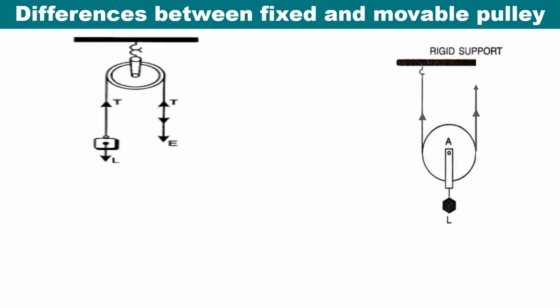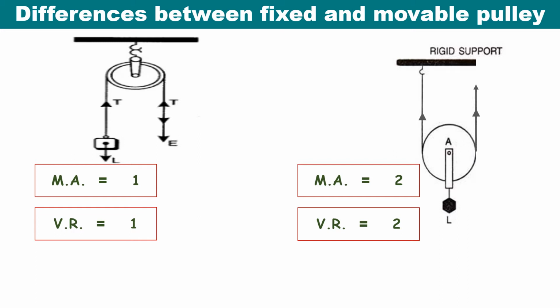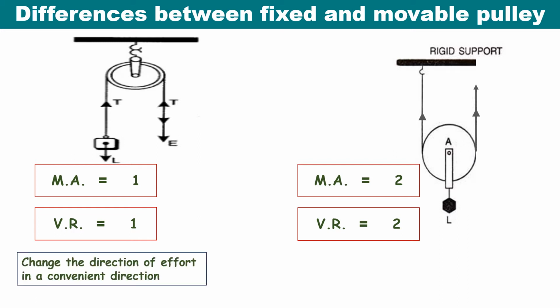Now the differences between fixed pulley and movable pulley. First difference is mechanical advantage and velocity ratio of single fixed pulley is 1, whereas mechanical advantage and velocity ratio of single movable pulley is 2. A single fixed pulley is used to change the direction of effort in a convenient direction, whereas single movable pulley acts like a force multiplier. One more difference you can say, in single fixed pulley, the axle of rotation is fixed, whereas in single movable pulley, the axle of rotation is movable.